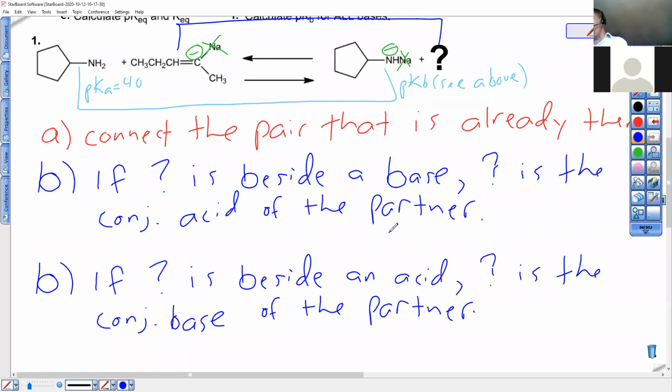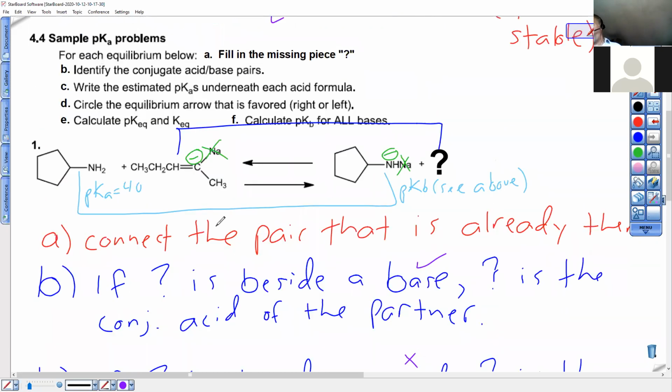Well, which case do we have here? It's beside a base here. It's not beside an acid, so I need to draw the conjugate acid of the partner. Where's the partner? The partner's right here. Where are you going to park that proton? Take a wild guess. If you put it any place but here, you've created an octet violation. Don't do that.